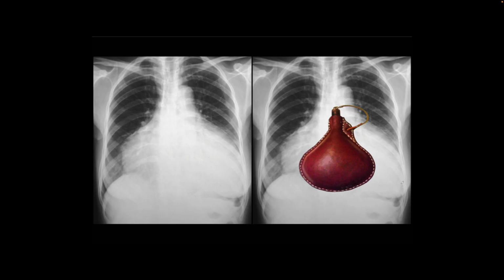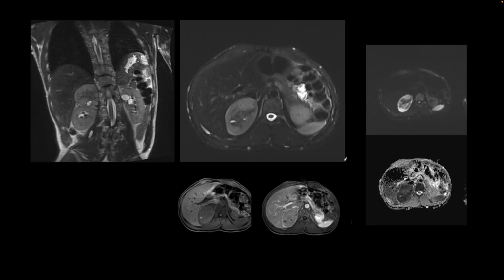Here are two plain films of the chest showing an enlarged cardiac silhouette right here from a very large pericardial effusion. This is also called the water bottle sign, as seen on this image. And this is the reason why when there is enlarged cardiac silhouette, I don't call cardiomegaly on a chest x-ray. I say enlarged cardiac silhouette because if I say cardiomegaly, it means the heart is enlarged or dilated, but we know from this case that it could also be because of pericardial effusion.